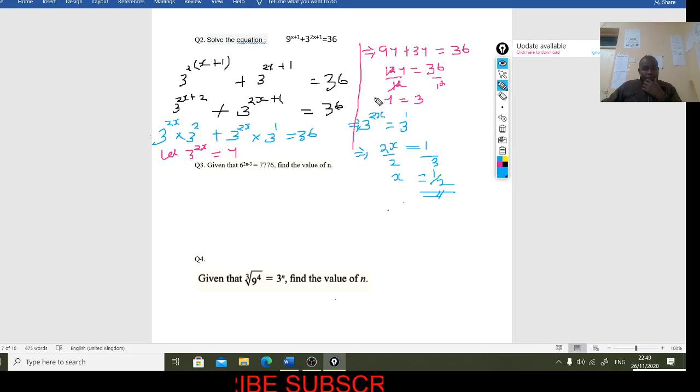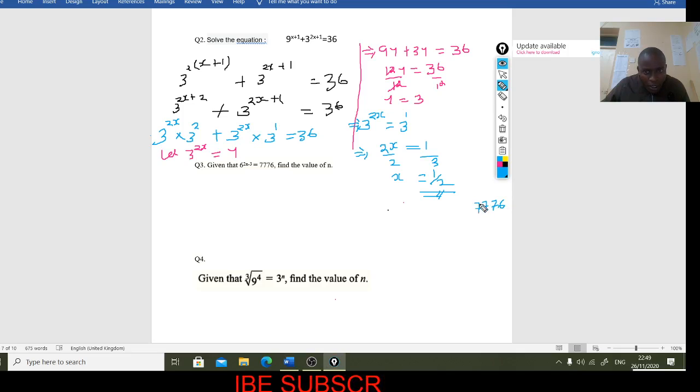Now, let me do some. I may not do all the questions. Now, how do we find a question like this one? Given that 6 power of 2n minus 3 equals 7776, we can think on how we can make 7776 have the base of 6. Let me try. You write 7776.